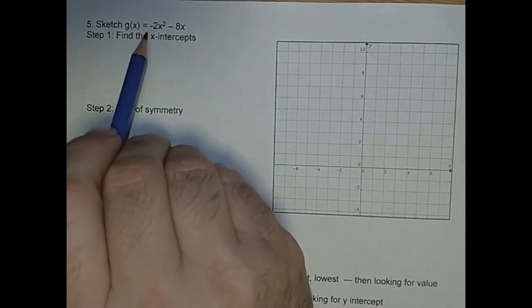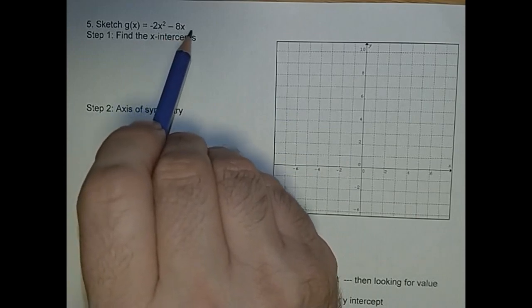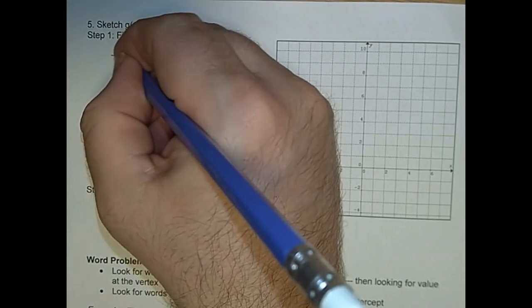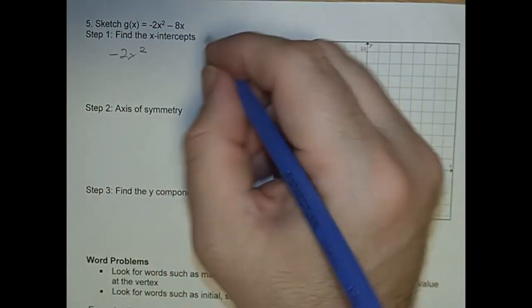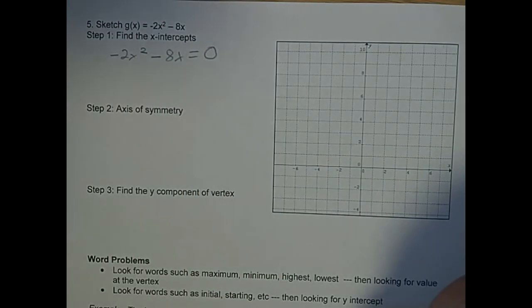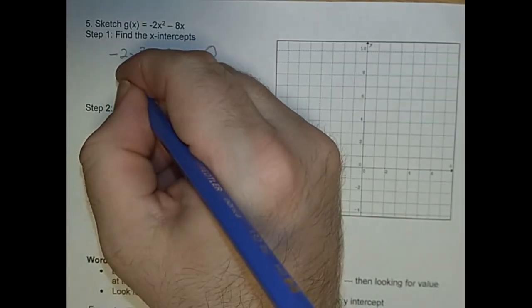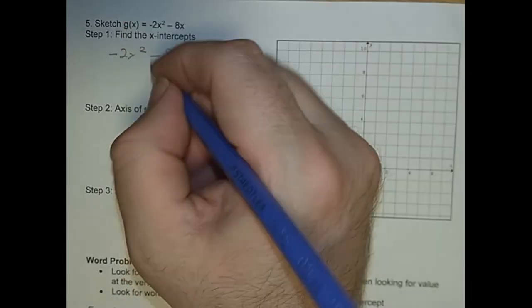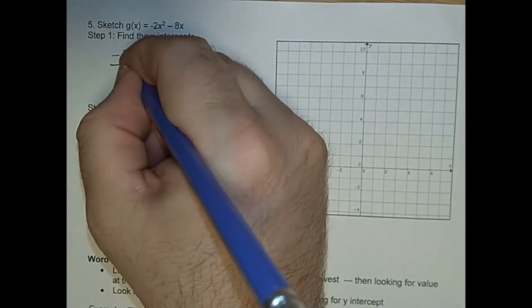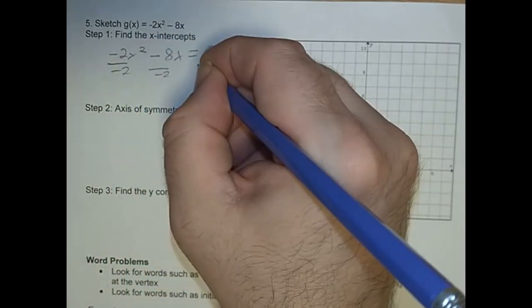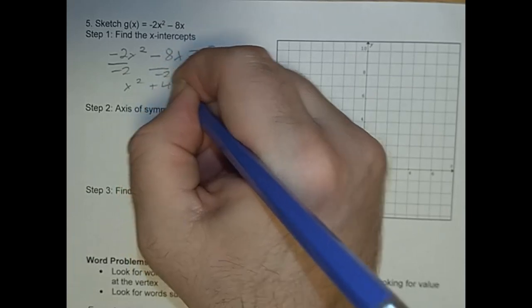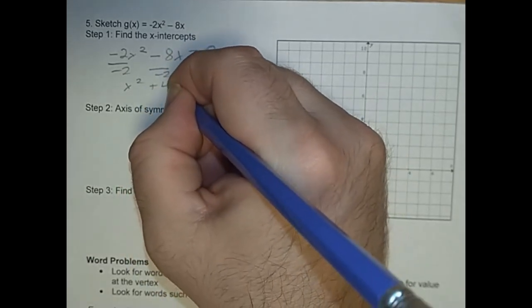So we got g of x is negative 2x squared minus 8x. Find the x-intercept. So again, we go minus 2x squared minus 8x equals 0. I'm going to divide everything. We can divide everything by negative 2, I guess. Sure, why not? So we get x squared plus 4x equals 0.